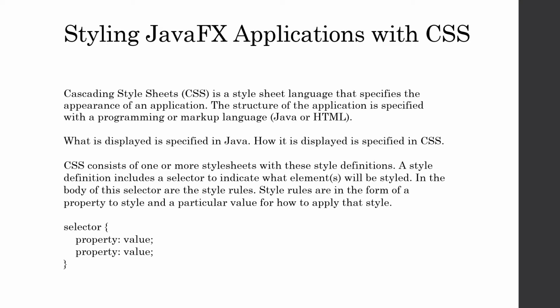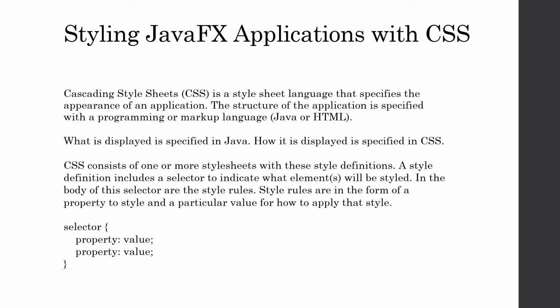So CSS is going to be short for cascading style sheets. This is going to be a style sheet language that specifies the appearance of an application. So most of the time when I talk about CSS, you might hear me use that phrase style sheets, talking about a single CSS file. I just refer to it as a style sheet. The structure of the application is going to be specified with a programming or markup language. So in the case of a programming language, that would be something like Java to create our JavaFX applications. HTML, so the language that's used for creating web pages, that's a markup language. So in either one of those cases, whether you're making JavaFX applications or you're creating web pages, you are going to use CSS to style those.